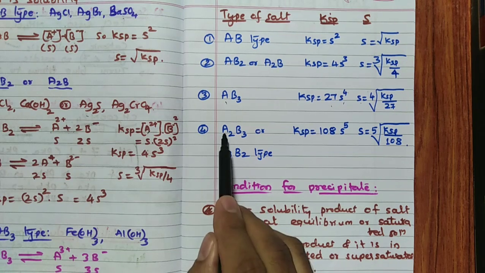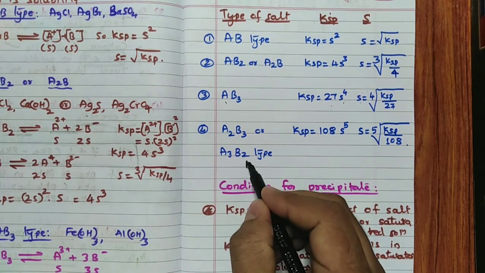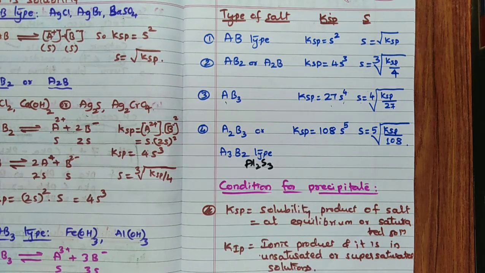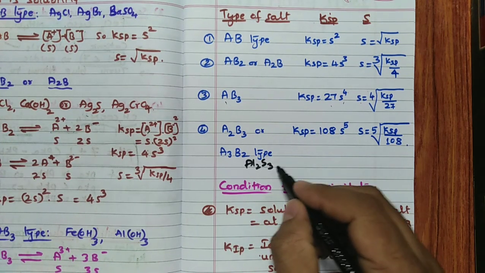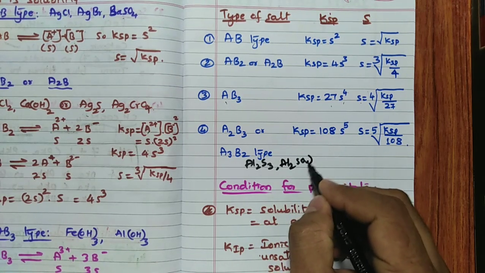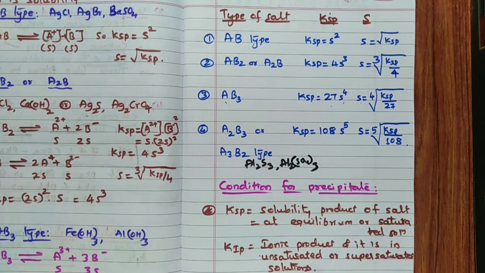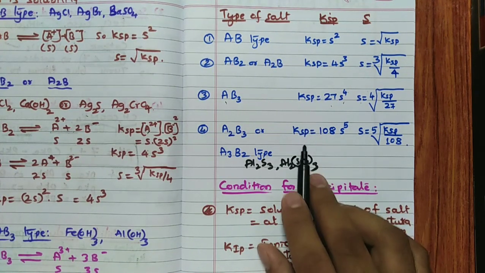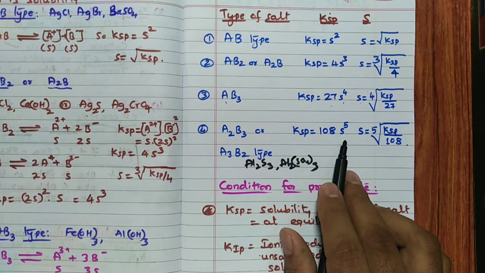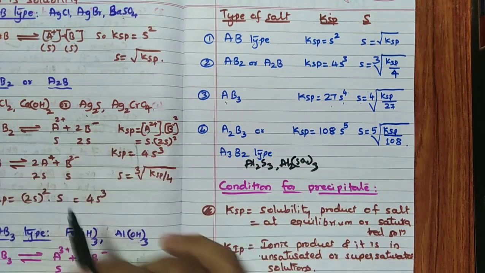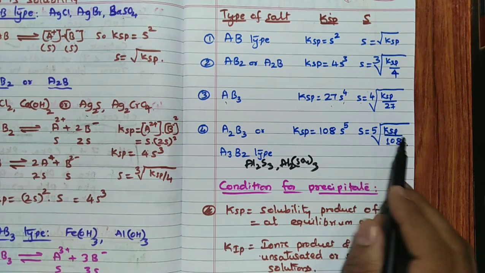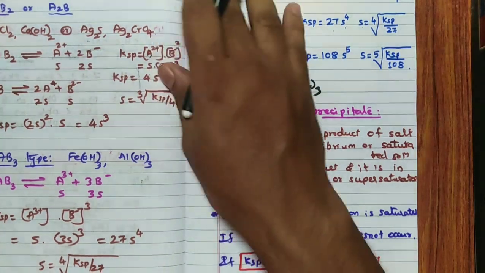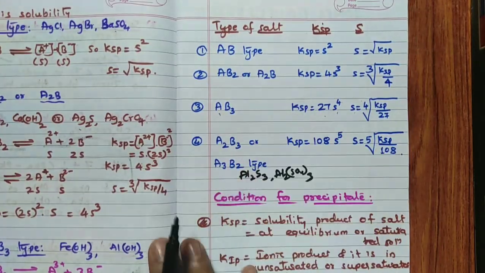Similarly, A2B3 or A3B2. For example, you can take Al2S3 or aluminum oxide Al2O3 or aluminum sulfate Al2(SO4)3. All these salts come under this. So A2B3 type: Ksp is equal to 108S to the power 5. You calculate like this only, you will get the same. S is equal to the 5th root of Ksp by 108. Now, condition for precipitate. This is the table, very important, remember. Very important.